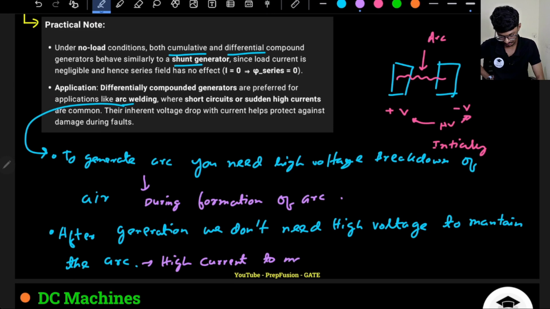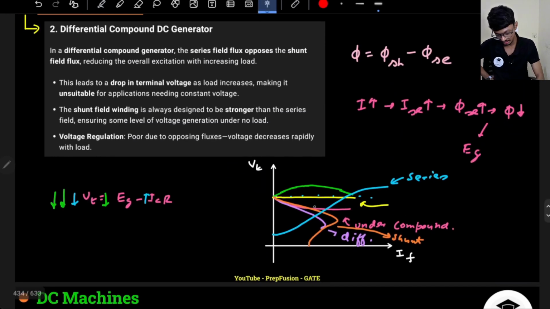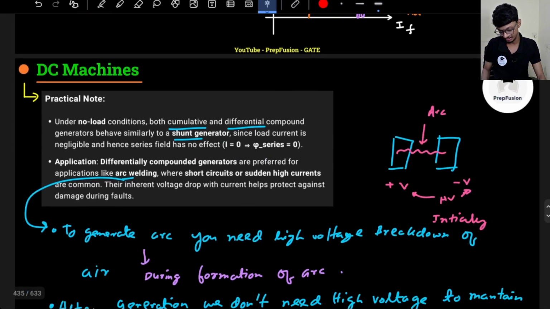That is done by the differentially compound generator, because if you see, voltage is reducing very sharply, but current is also increasing very sharply. This kind of property is given by the differential compound generator. That's why the differential compound generator is generally used in the arc generation process.